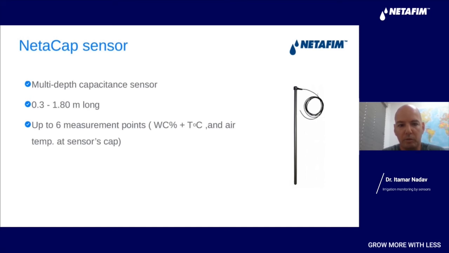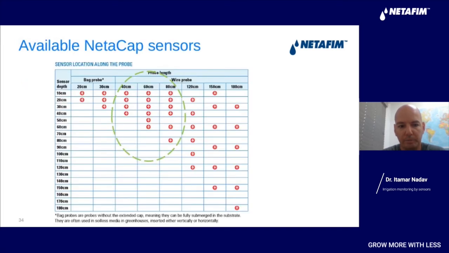You can see that it's a pole. It's a multi-depth capacitance sensor, and it comes in several lengths between 0.3 and 1.8 meters long. It has up to 6 measurement points of water content and temperature. So here in this table, you can see all the offerings that this sensor has, from 20 centimeters to 180 centimeters. But we usually, for open field and orchards, use between 40 and 80 centimeters. This is the vast majority of sensors that we use.